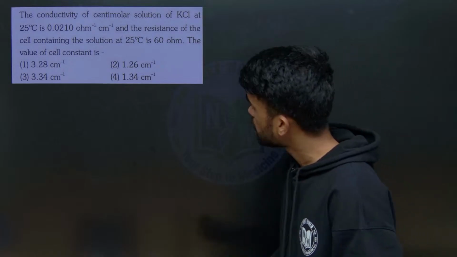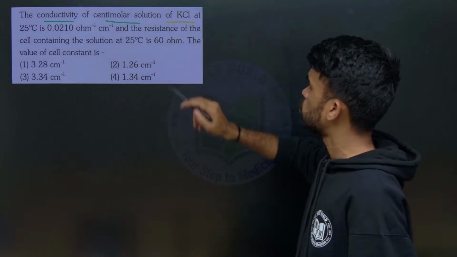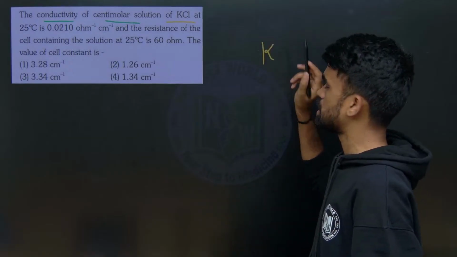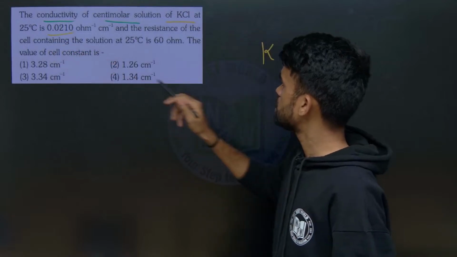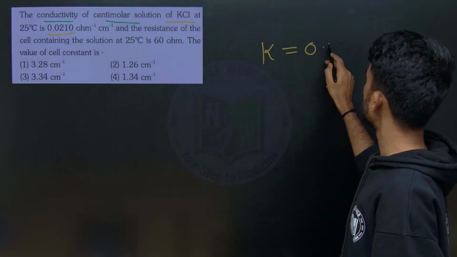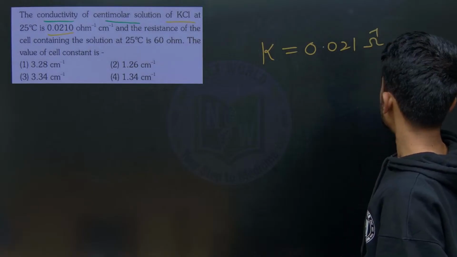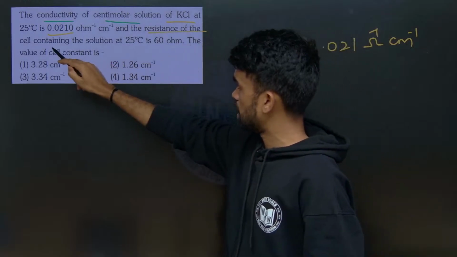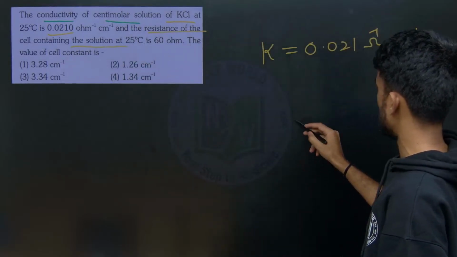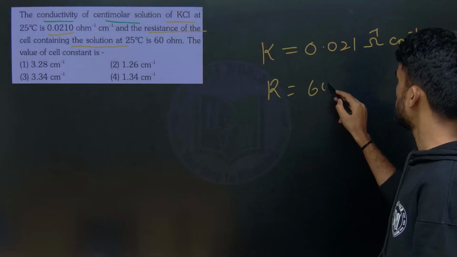Okay, then next, this is also one of the easy questions. Look here, conductivity of a centimolar solution. Conductivity is represented with K, right? At 25 degrees it is 0.0210 ohm inverse centimeter inverse. Next, the resistance of the cell containing the solution, R, is equal to 20 ohms.